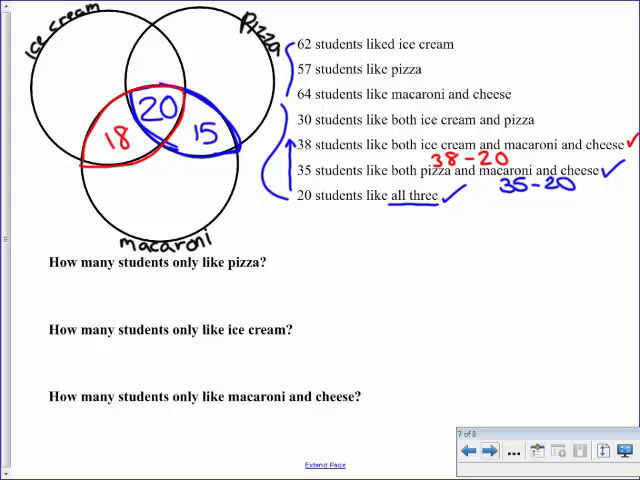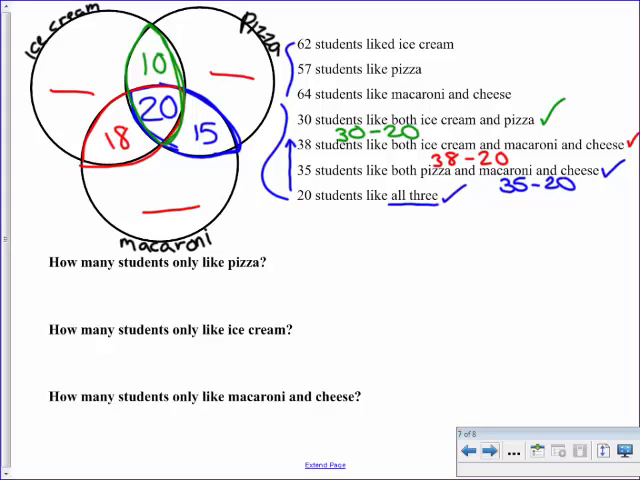Okay, moving up to the top, 30 students like both ice cream and pizza. So in the green, that's this part here. Well, there's that 20 still lingering in there, so we're going to do 30 minus 20 to give us 10 for this part. So just like with two bubbles, you've got to subtract out that share that both have in common there. Now, we're still not done with this. We need to figure out these three numbers here.